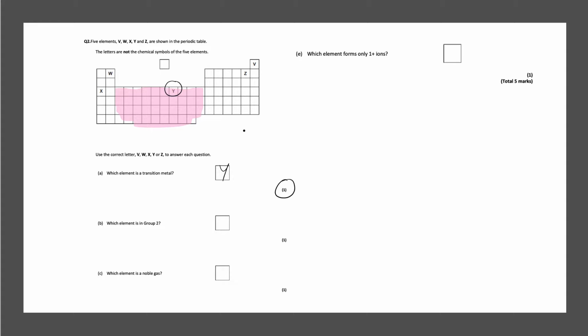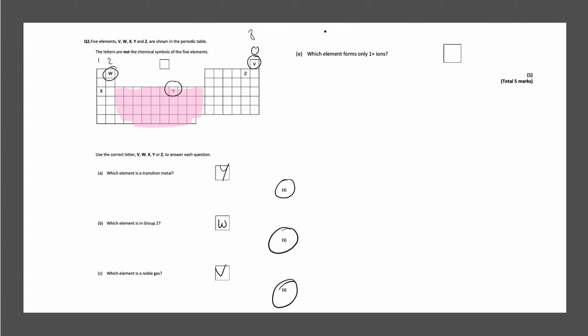Next question, which element is in group 2? So group 1, group 2 is going to be W, that will give you 1 mark. Next question, which element is a noble gas? That should be in the last group. Group 0 or group 8 is going to be V, and that will give you 1 mark.